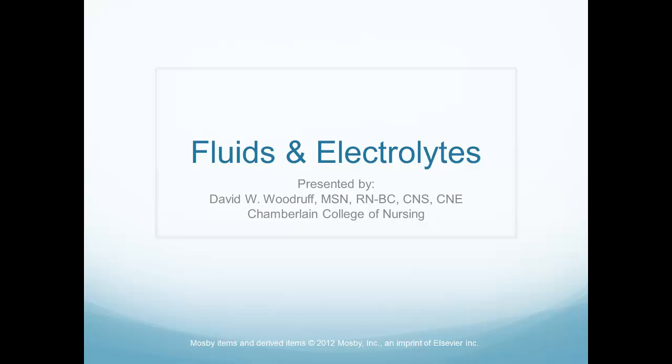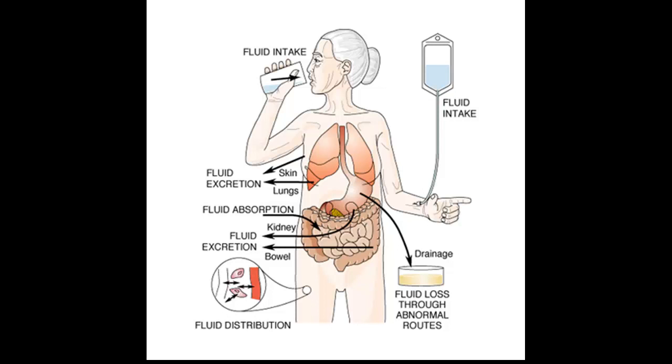So let's go ahead and get started and take a look at what our fluid intake and output is composed of. So there's a number of different ways that we can take fluid in and excrete fluid from the body. First of all, we can get fluid in our fluid intake that we're drinking. So that's the primary way that we're getting fluid into our bodies, through our intake of fluid in our water, etc., that we're drinking. We can also get fluid in by way of IV. So an intravenous line would be another way that we can get fluid into the body.